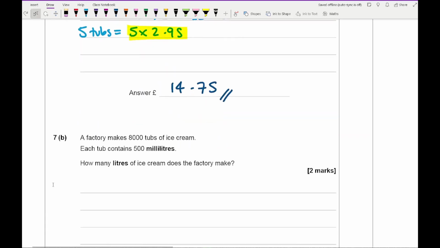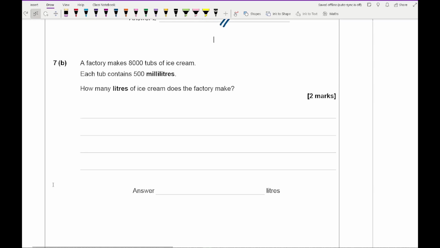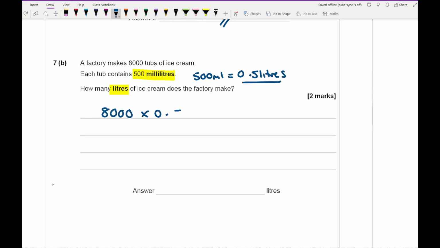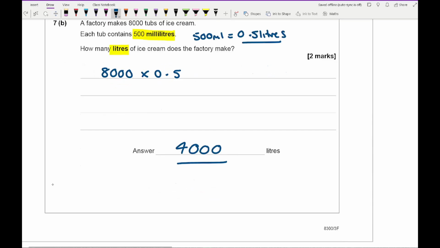It then says a factory makes 8,000 tubs of ice cream. Each tub contains 500 millilitres. How many litres of ice cream does the factory make? Because they want the answer in litres, I need to convert the 500 millilitres into litres. To do that, all I need to do is divide by 1,000. So 500 millilitres equals 0.5 litres, and that is what I want to use. On the calculator, if I do 8,000 multiplied by 0.5, I get my final answer of 4,000.